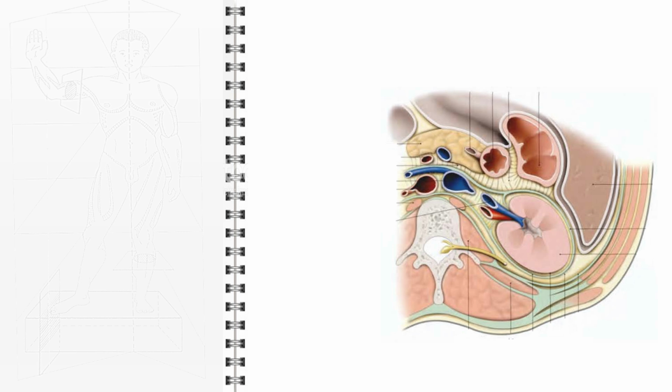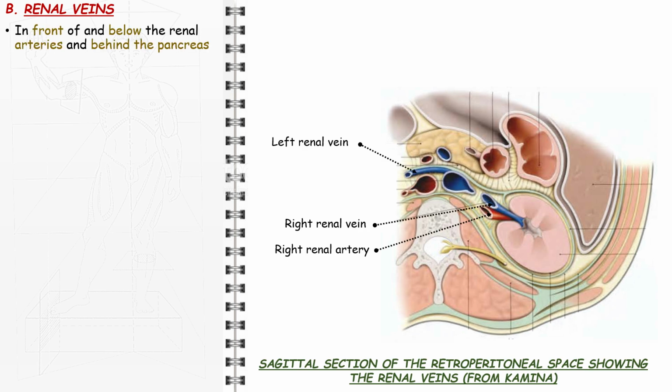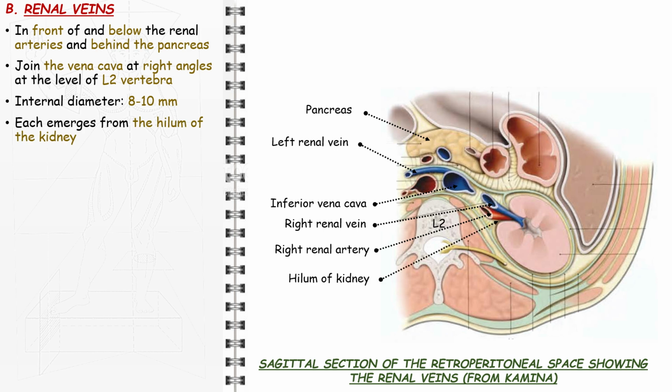The renal veins lie in front of the renal arteries and behind the pancreas, and join the vena cava at right angles, at the level of L2 vertebra. Their internal diameter varies from 8 to 10 mm. Each emerges from the hilum of the kidney as 5 or 6 tributaries which soon unite. In length and in territory drained, the 2 veins are very different.